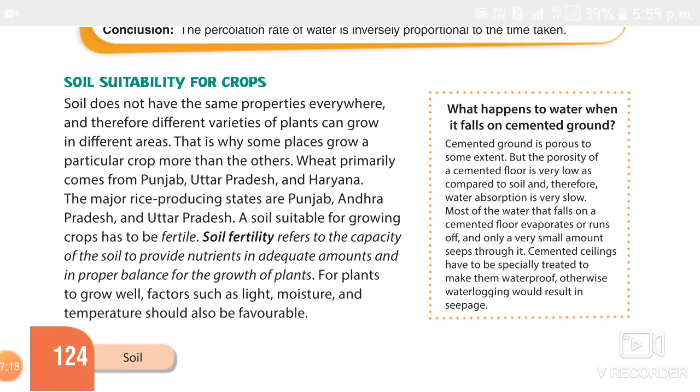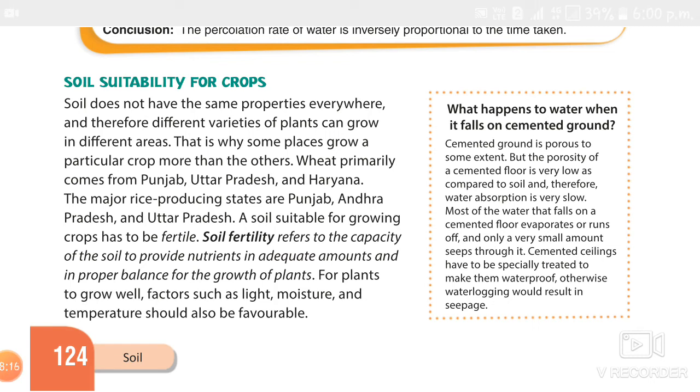The soil has to be fertile to grow the crops. Soil fertility is the capacity of the soil to provide nutrients in adequate amounts and in proper balance for the growth of the plants. Not only fertility but light, moisture, and temperature are also important factors for the growth of plants. Fertility is important, but some soil will not have the required fertility for the growth of plants.